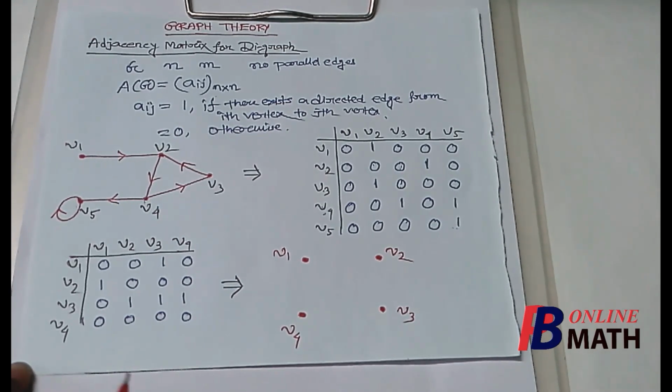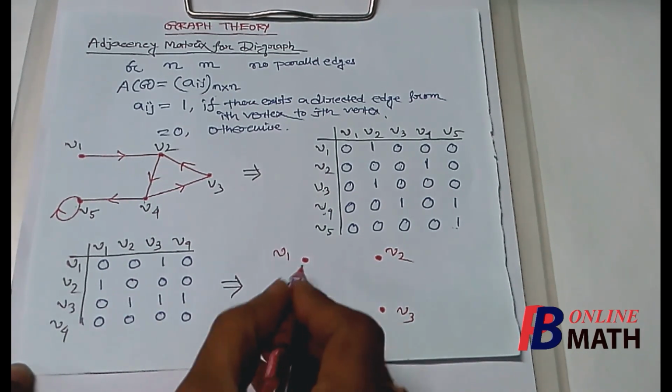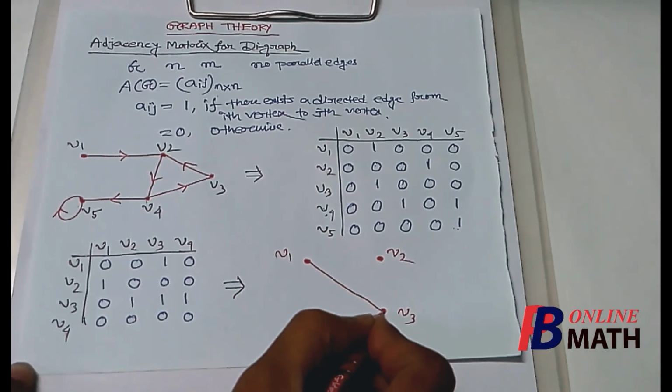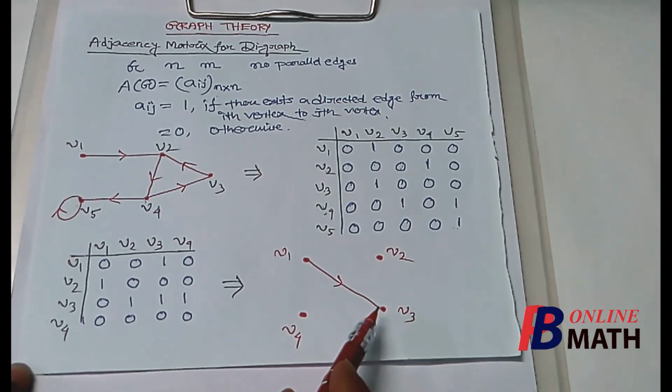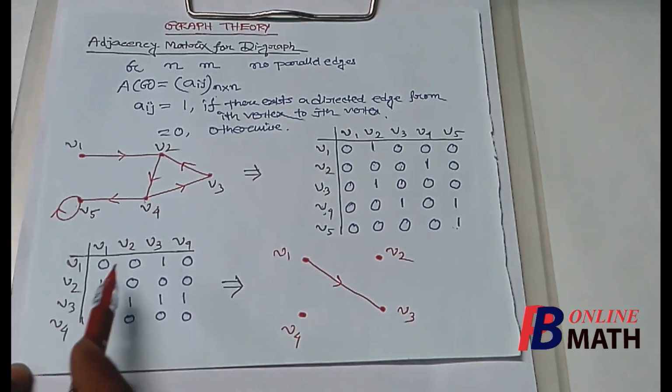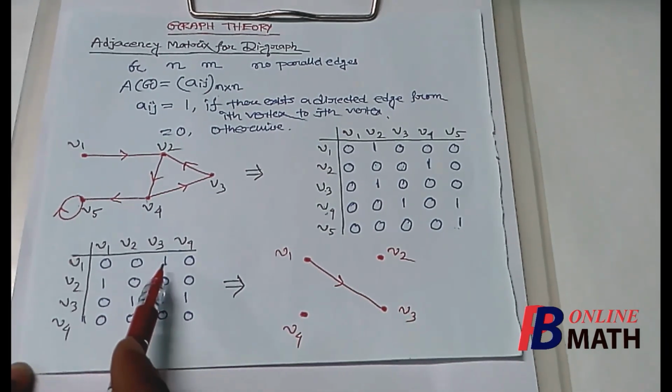Now we shall draw the edges, actually the directed edges. Now to find the edges, we first consider the first row of the matrix. We find that the only non-zero element is this one at the intersection of v1 and v3. Then by the rule, there exists a directed edge from v1 to v3. So we first draw this directed edge from v1 to v3. The direction is from v1 to v3. This is the only non-zero element in the first row.